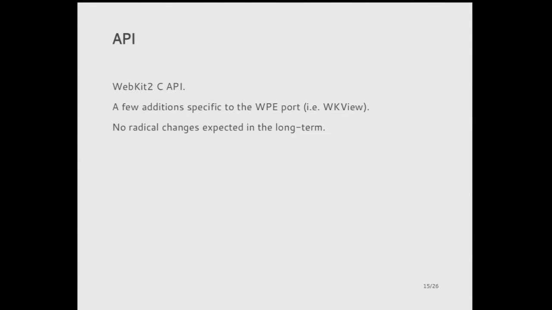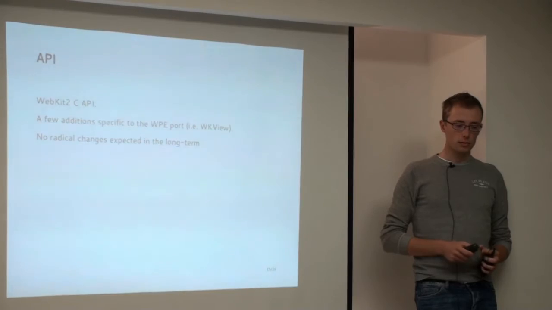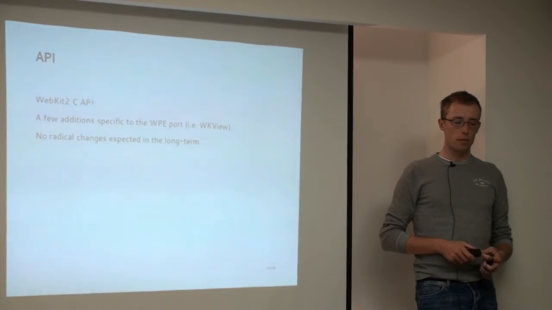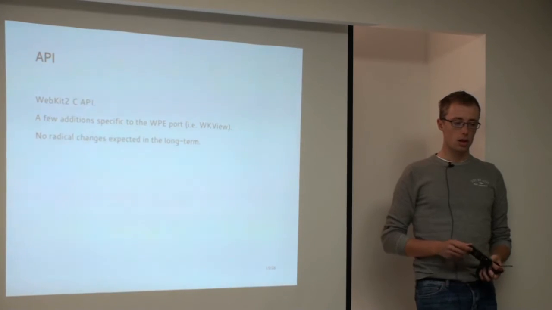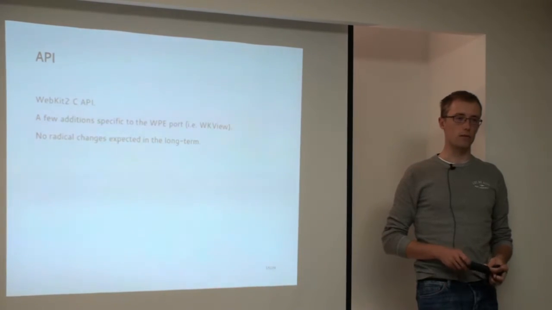Talk a bit about the API. From the beginning, the idea is to use the WebKit2 C API. So it means just the raw C API as it's provided by the WebKit2 layer. We didn't really bother with developing anything new that could be based on GLib. There are just a few additions that we have to provide, like the WebKit view struct, essentially this follows pretty much what upstream is doing in regards to API in WebKit. There is no radical change expected in the long term. So this API is here to stay, I think, for at least a few years.